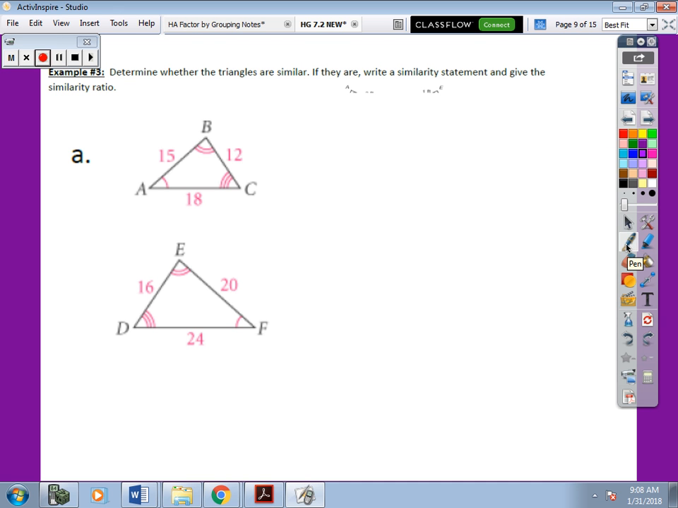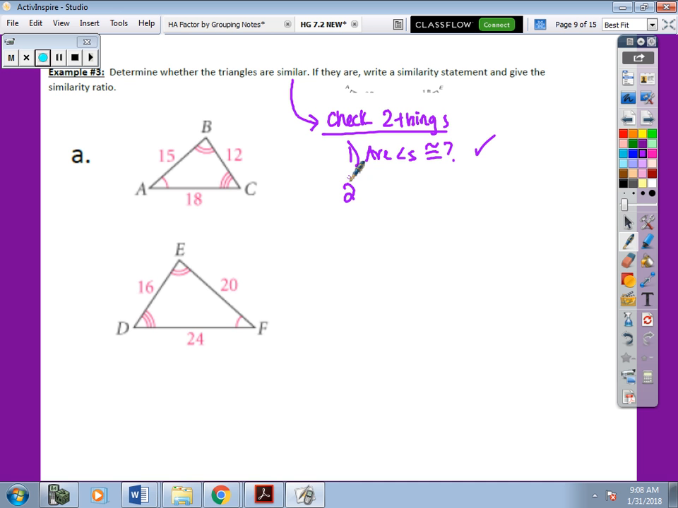So are these similar? Yes or no? If you're checking if they're similar, you have to check two things. Angles. Are the corresponding angles all congruent? That has to be true for it to be similar. So looking at our markings, one marking, 2 and 2, 3 and 3. So yes, all the corresponding angles are congruent.